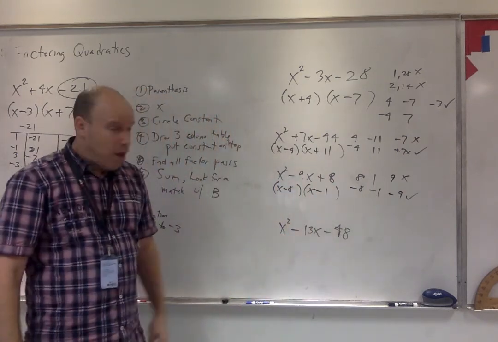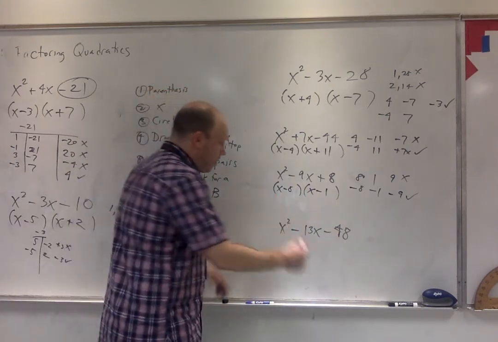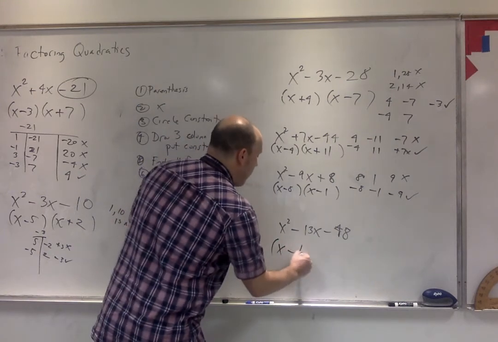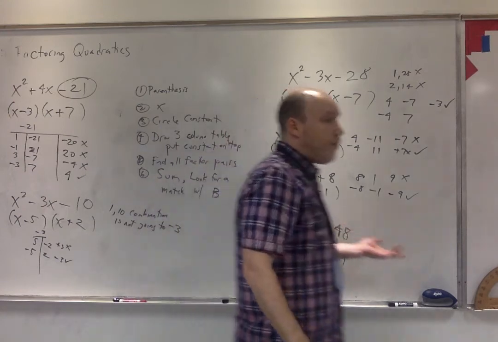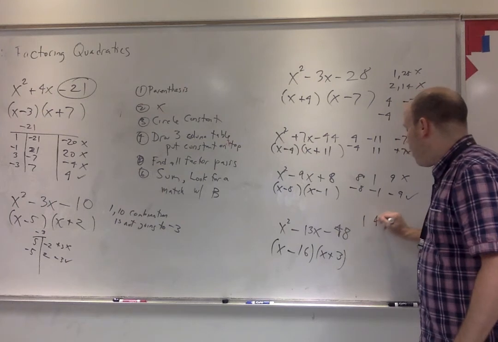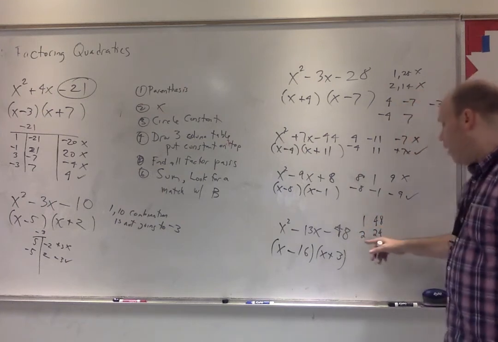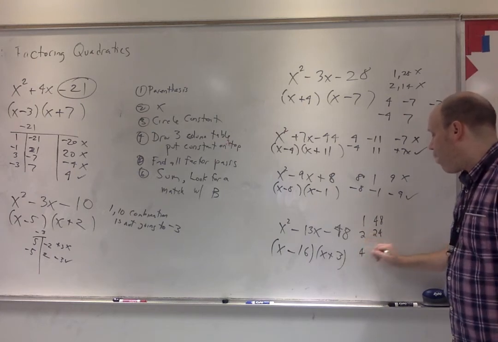Last example. Well, we don't teach you the 16 times table. It turns out, and figure this out on your own, it's (x minus 16)(x plus 3). How would you figure this out? Some days I have to go through these. 1 and 48, 2 and 24. Let's see. I don't know about 3. I know 4 and 12.